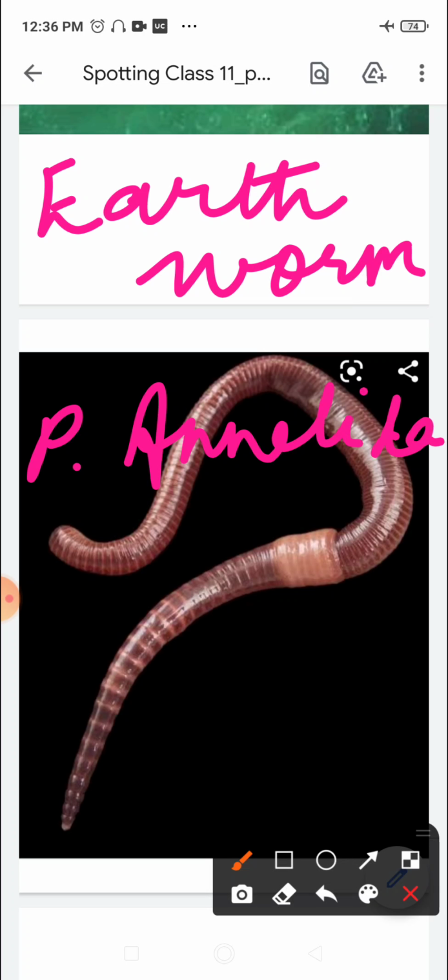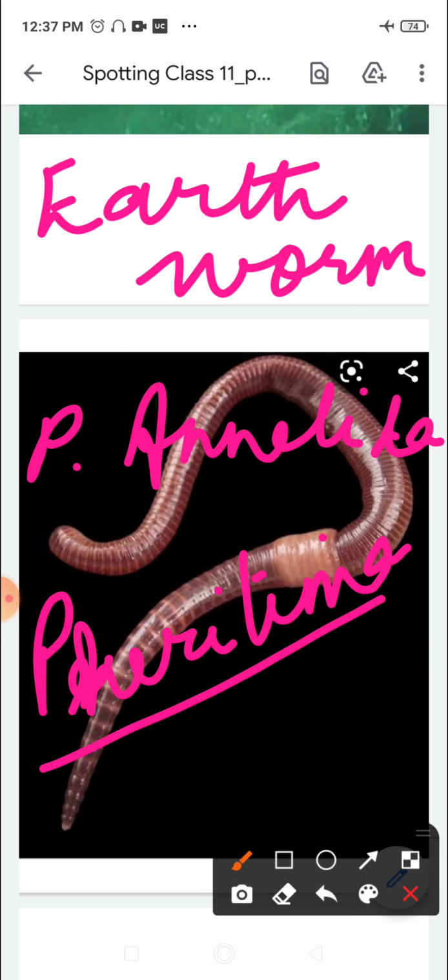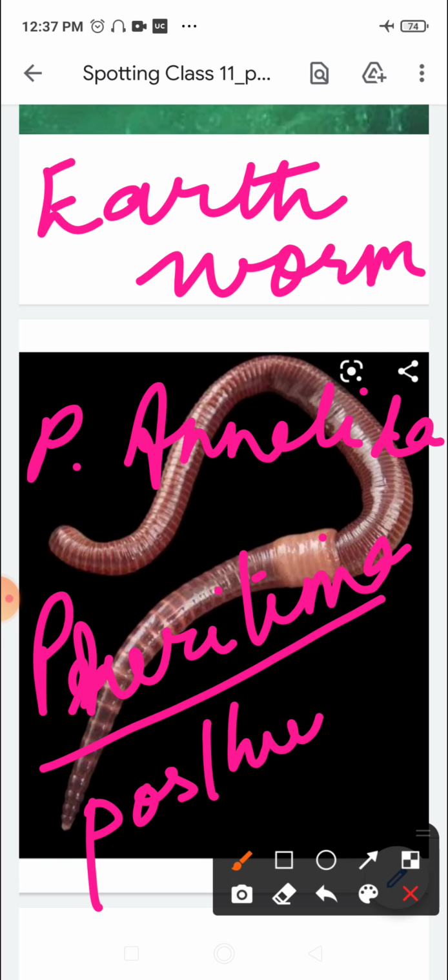Pheretima posthuma is the scientific name, right? Pheretima is the generic name, and posthuma is the species name. Right, so that's the earthworm. You can look at the diagram.